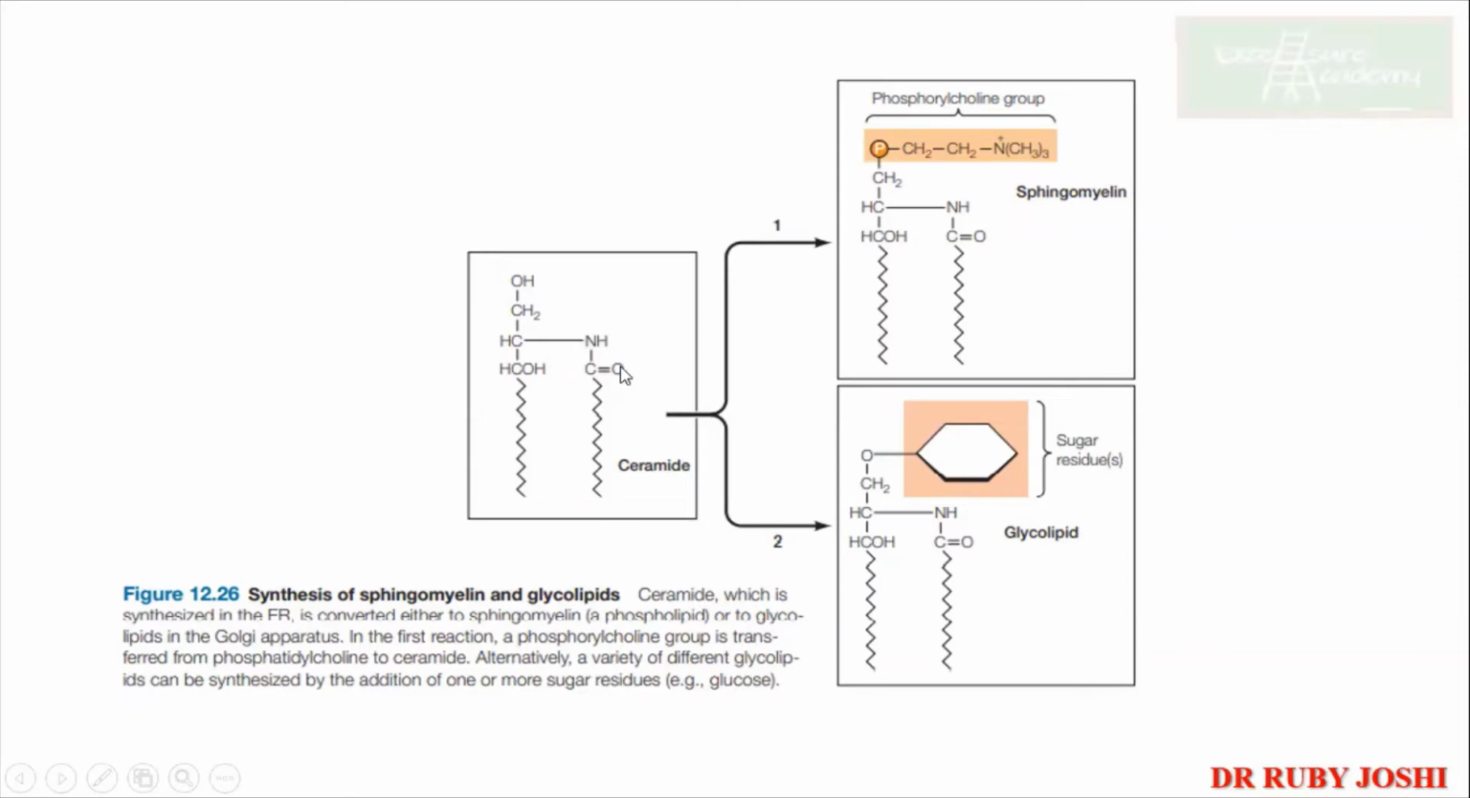Okay, so this group makes a huge difference in the ceramide. Now, when you add phosphorylcholine group, it becomes a sphingomyelin. If you add any sugar, it becomes a glycolipid. आगे जाके हम पढ़ेंगे cerebroside is there, then globoside is there. All those different types of glycolipids are present. So those are nothing but made on the base of your ceramide.